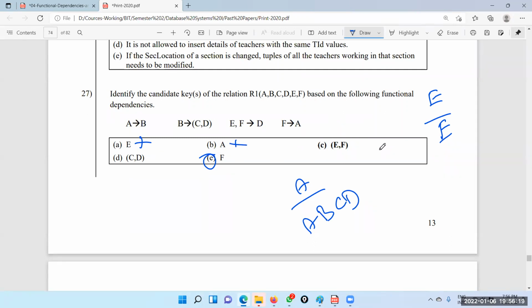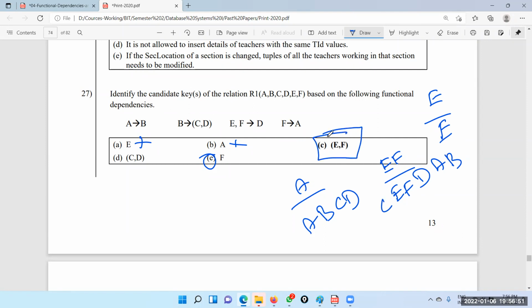What about EF? EF determines EF. And EF determines D. Right? And F is there. F determines A. And A determines B. What about C? B determines CD. Now B is already there. So therefore B determines CD. So therefore C is also there. So EF is our answer.